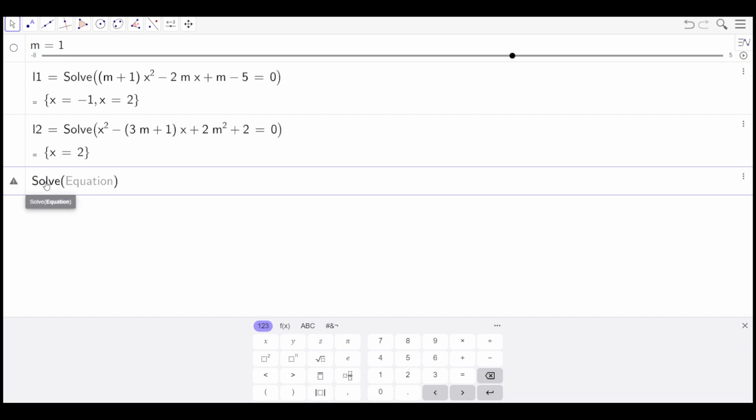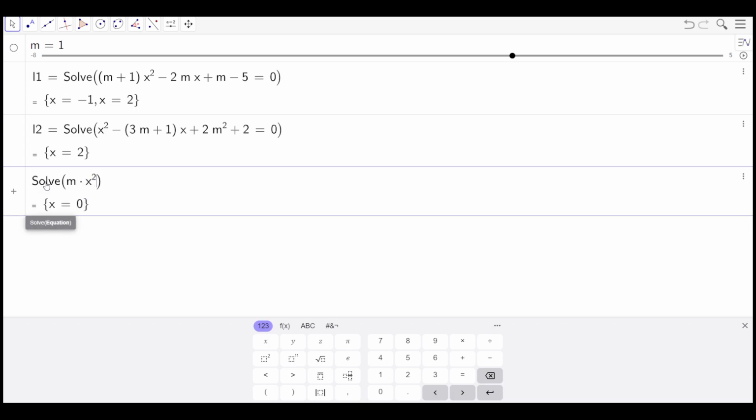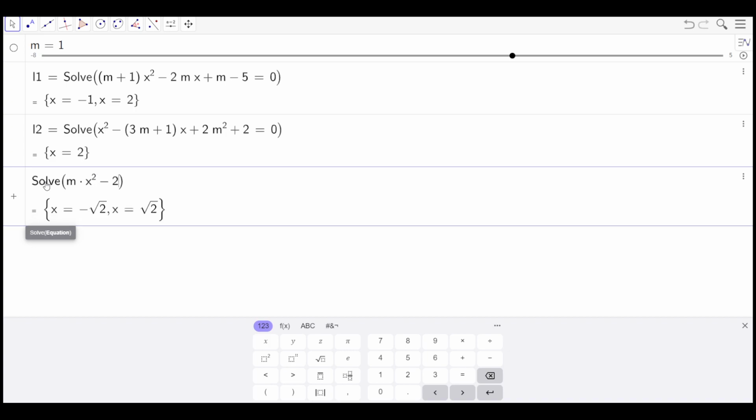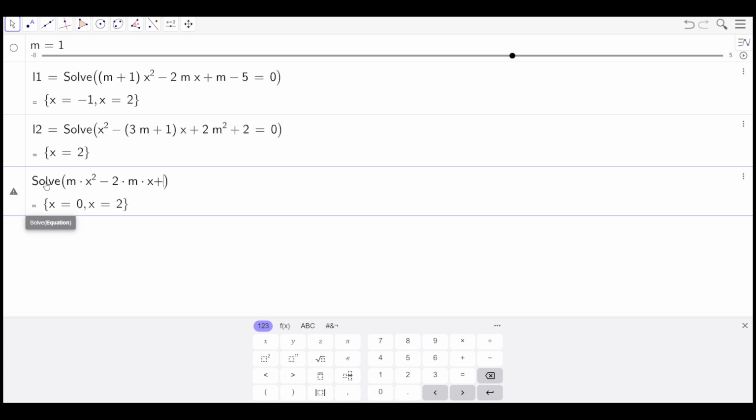What is that equation this time? Read it for me: m x squared, so m times x to the power of 2, and then what happens? Minus 2 times m times x plus what? m plus 1, yes? Equals 0. So you see, here m is 1.